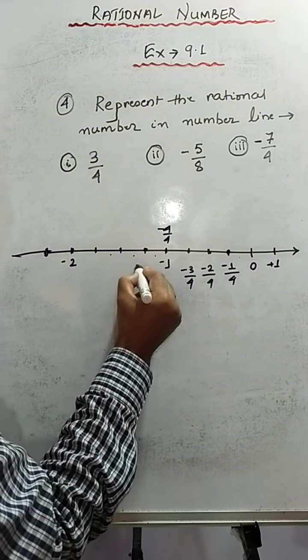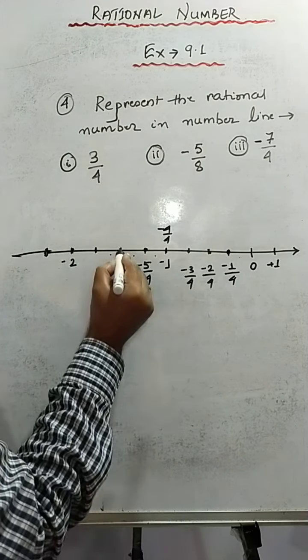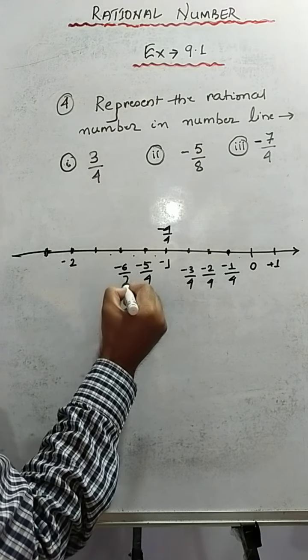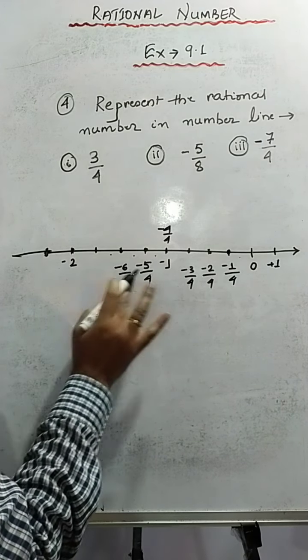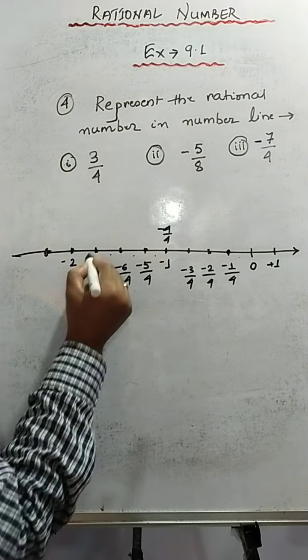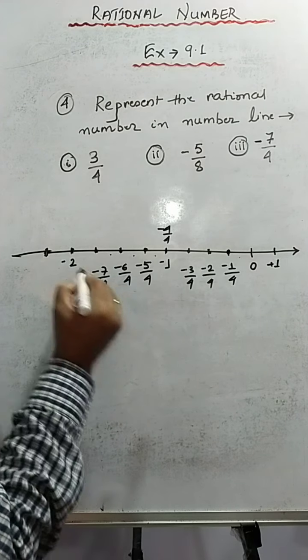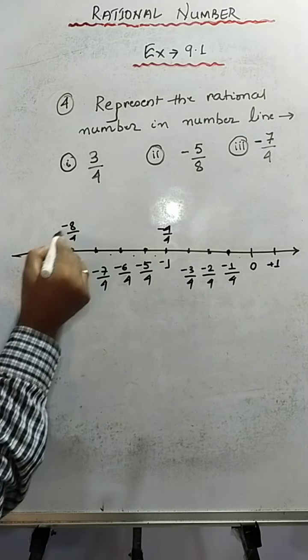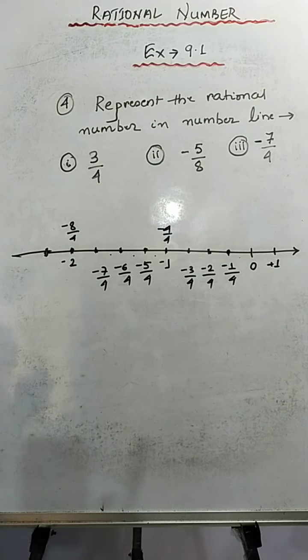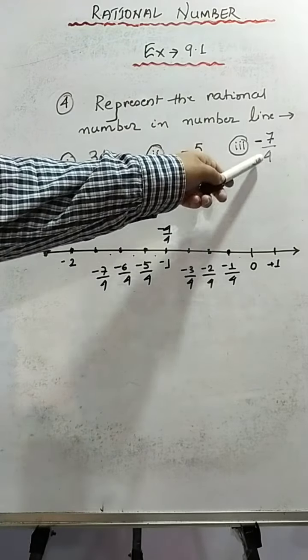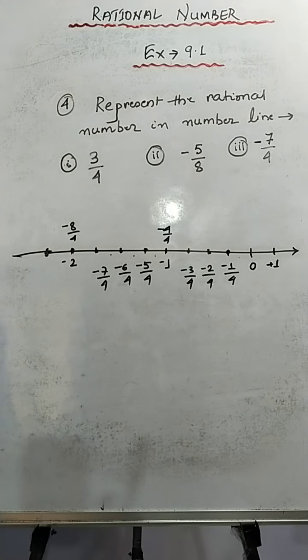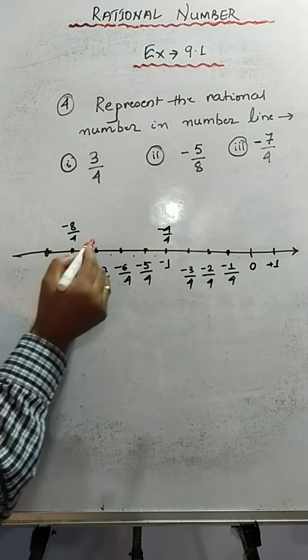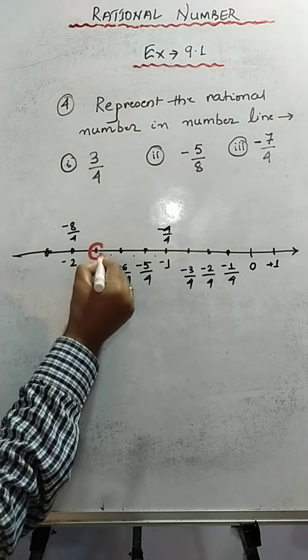Now this point will be considered as minus 5 upon 4. This point will be considered as minus 6 upon 4. Sorry, I've written 7. This point will be considered as minus 7 upon 4, and this point will be considered as minus 8 upon 4. So if we reduce it, we'll get minus 2. See? Now, which rational number do we have to plot? We have to plot minus 7 by 4, isn't it? So where is minus 7 by 4? Here. So we'll plot it here like this.